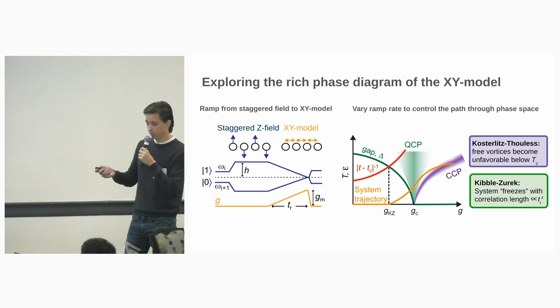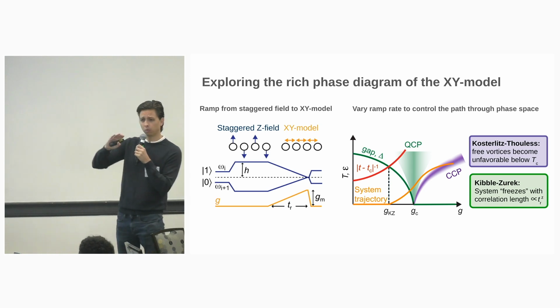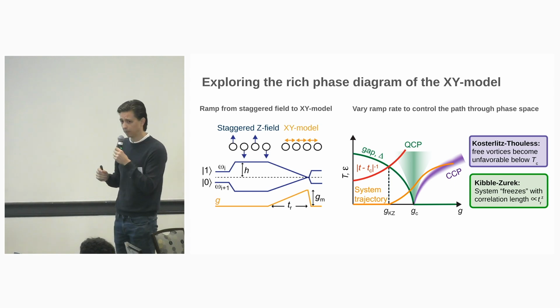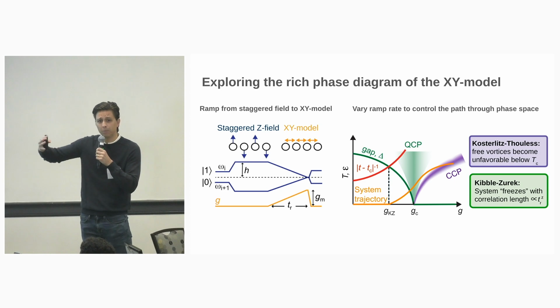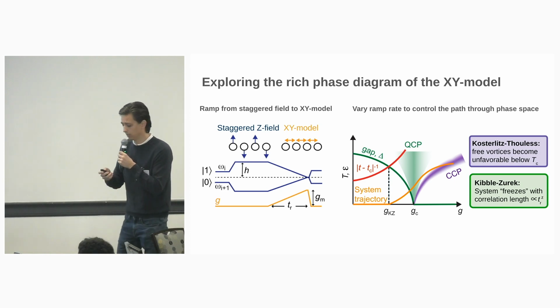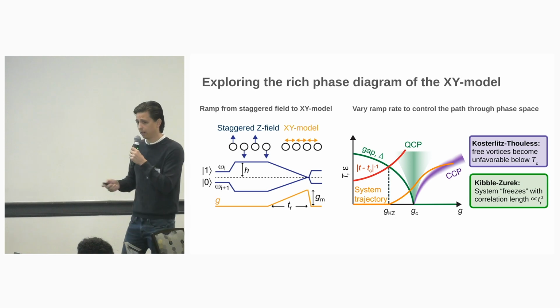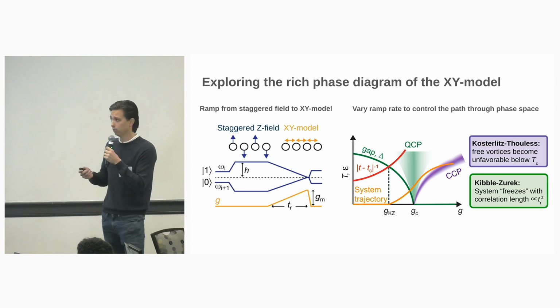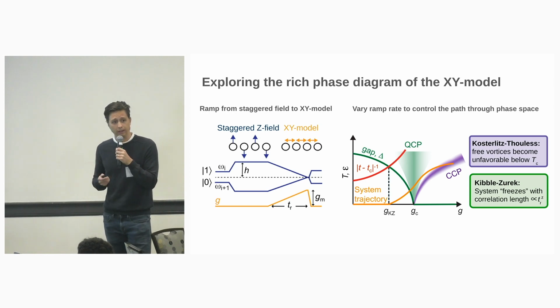In addition to that, as we move through this phase diagram, there should be a point where the gap becomes smaller than the inverse of the remaining time. And then at that point, we expect that the system should not be able to keep up anymore, should kind of freeze, and it should be stuck with a correlation length that is a power law in the ramp time. That's what's known as the Kibble-Zurek mechanism. There've been some beautiful studies of it in cold atoms in an Ising model, and here we wanted to study it in our XY model.